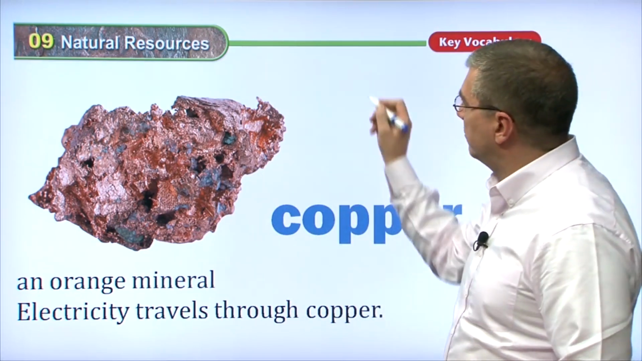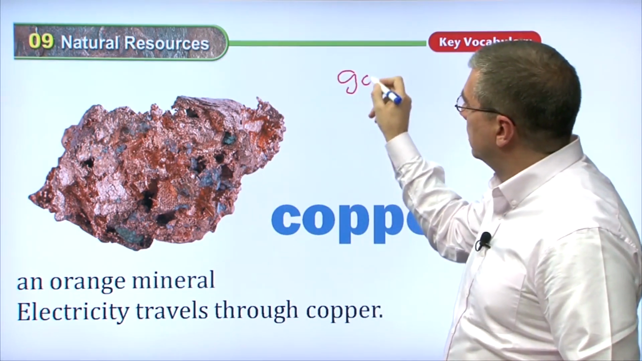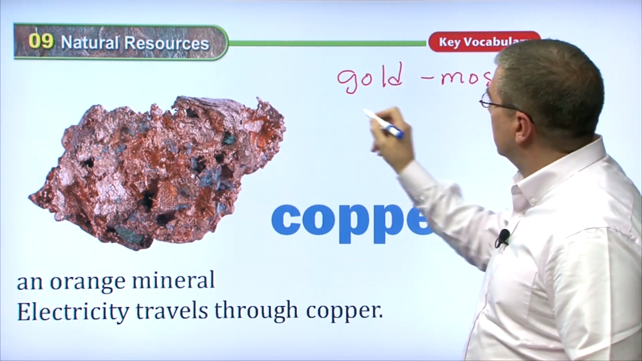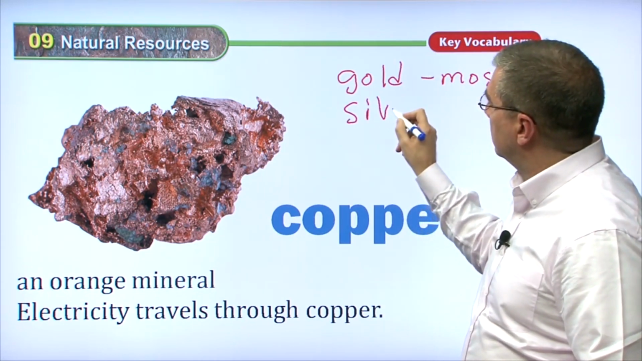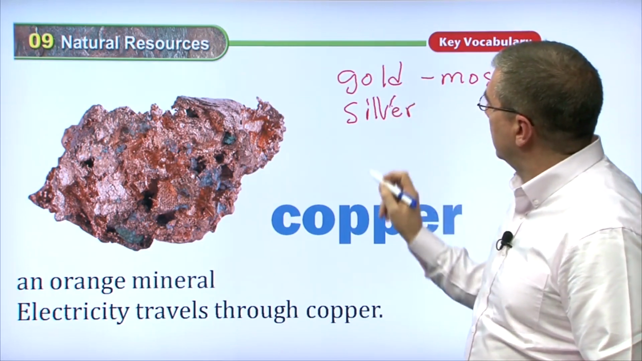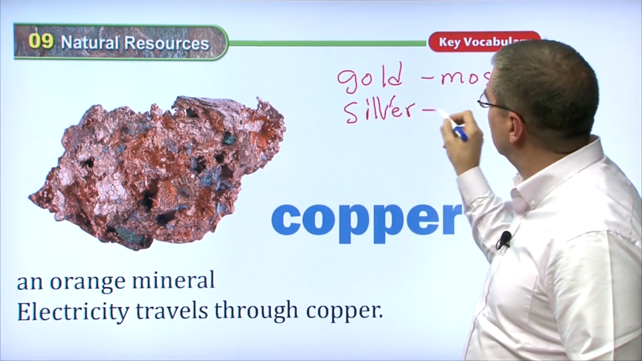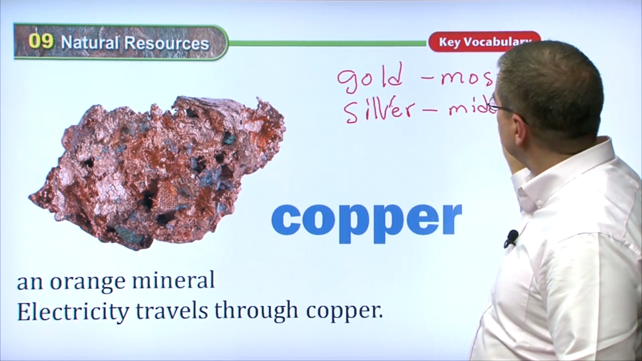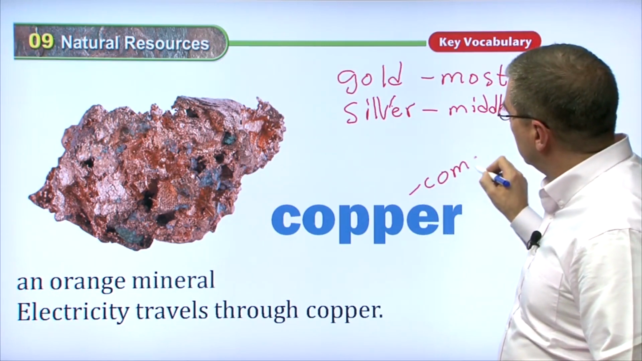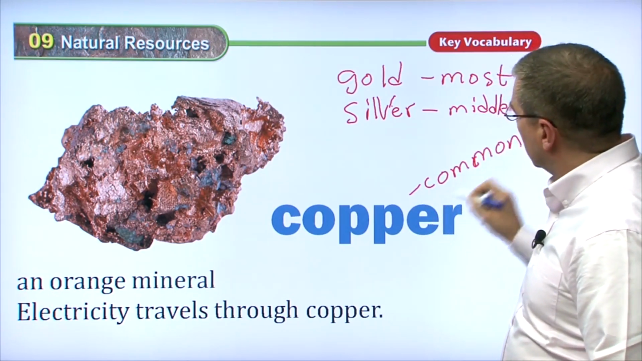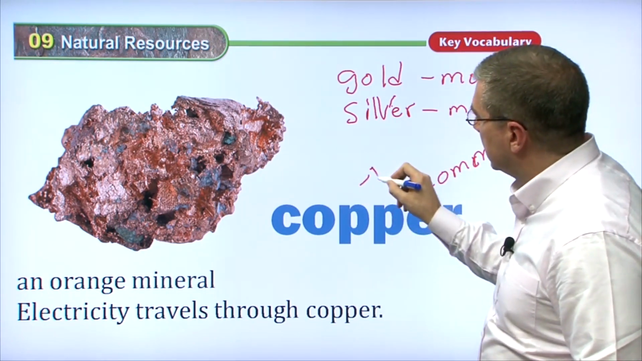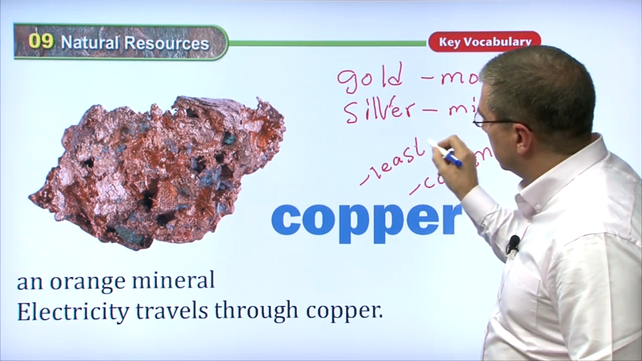So the most expensive mineral we've talked about, gold is the most expensive, right? Gold is the most. Then we have silver. That's in the middle. Silver is here. And then we have copper. Copper is very common. It is also the least expensive. So we could say least expensive.